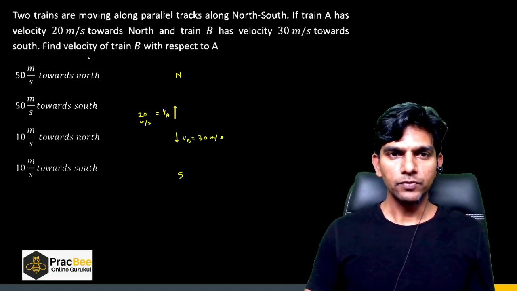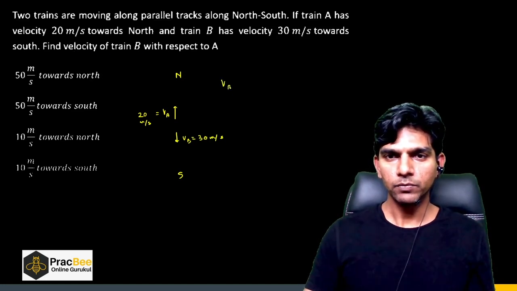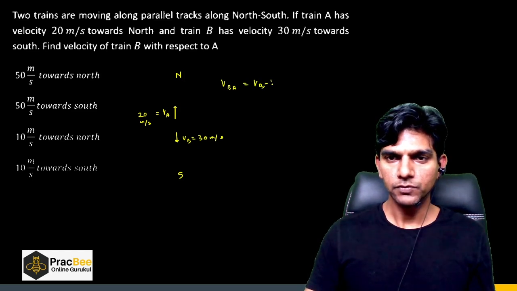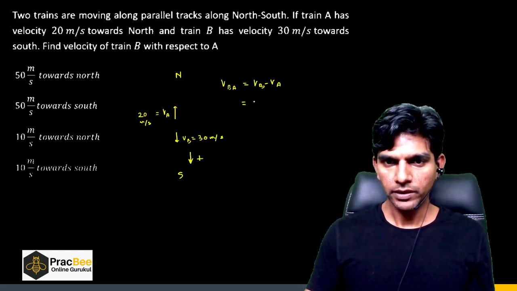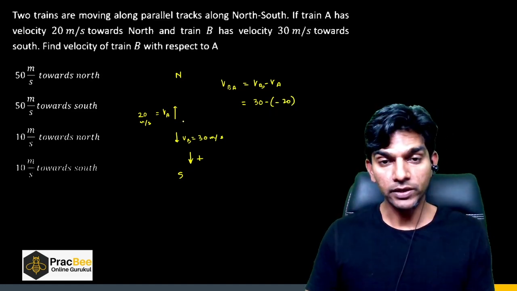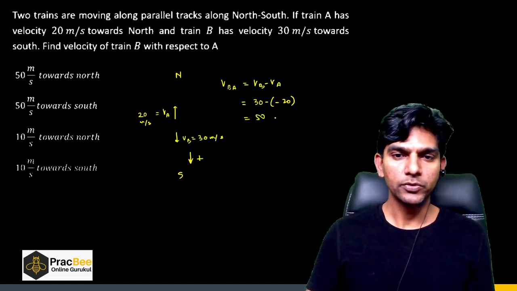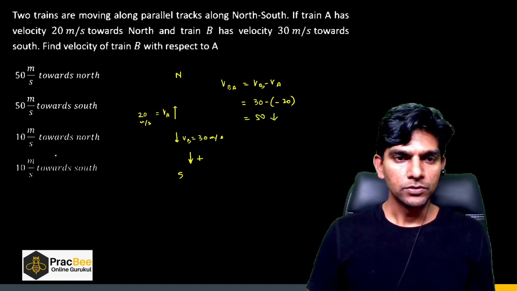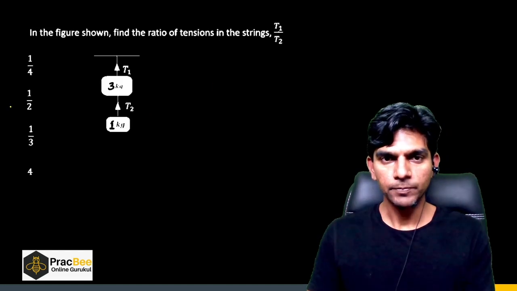Now we need to find the velocity of train B with respect to A. So the velocity of train B with respect to A will be VB minus VA. If I consider the south direction as positive, then it will be 30 minus of minus 20, because VA is in the north direction. So this comes out to be 50. Since the answer comes out to be positive, it will be in the south direction. So it is 50 meters per second towards south. So option B is the right answer.